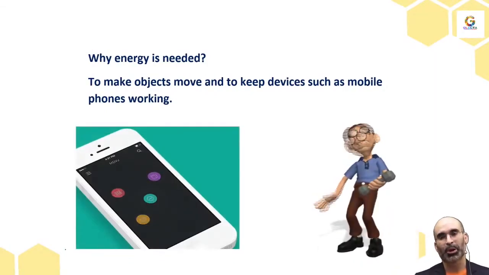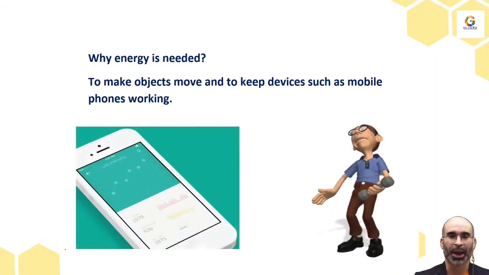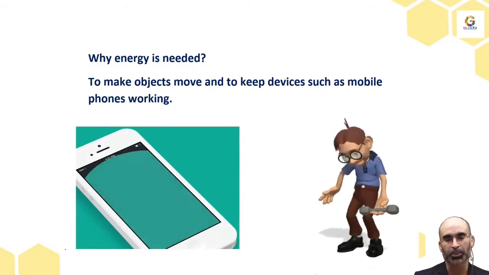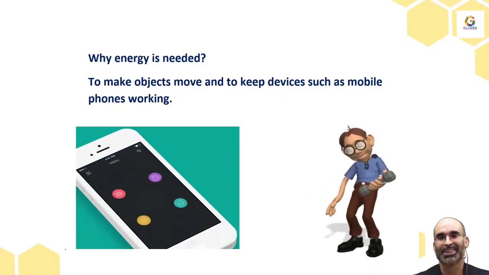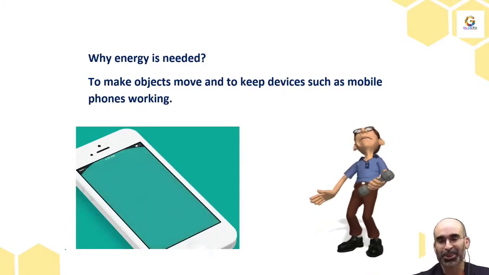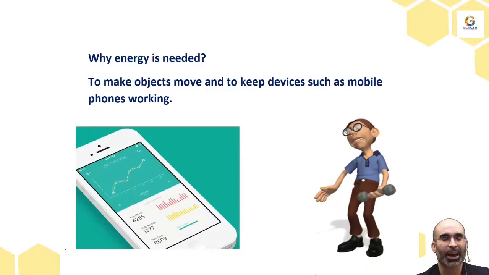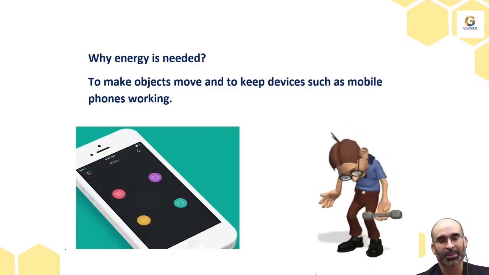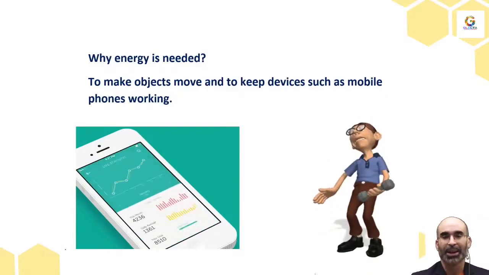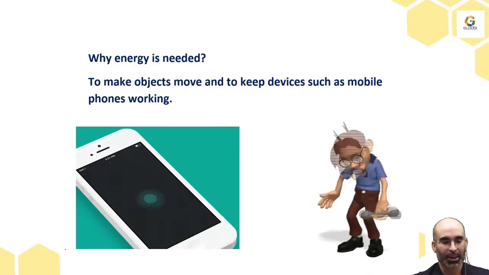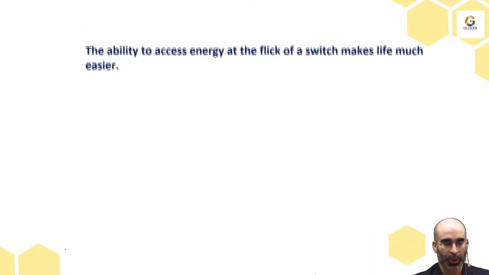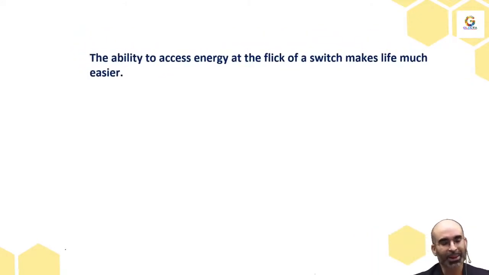So the answer to this question is very simple, and that is to make objects move, and yes, of course, keep devices such as mobile phones working. There are so many appliances we are surrounded with that work based upon this energy, right? Now the ability to access energy at the flick of a switch makes life easier, as we all know.